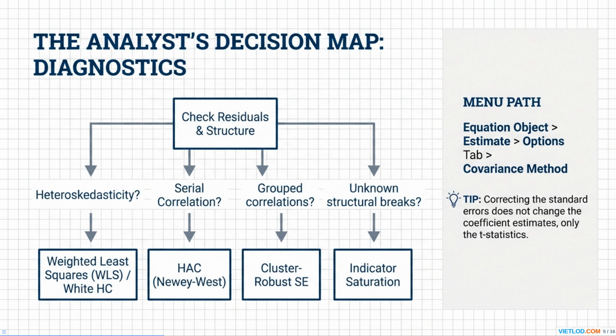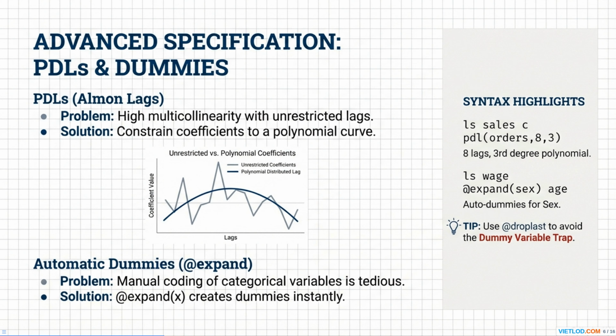You can access most of these robust covariance methods and WLS options within EViews by navigating to the Equation object, then Estimate, then the Options tab, and selecting Covariance Method. It's crucial to remember that correcting standard errors with methods like HAC or White does not alter your coefficient estimates. It only corrects the t-statistics and consequently the p-values, leading to more reliable hypothesis tests.